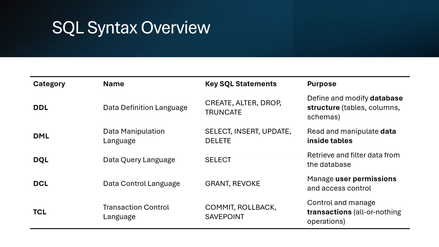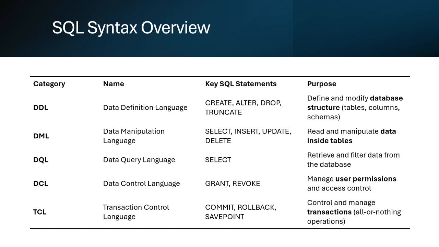Then we go to the SQL syntax overview. SQL syntax is divided into about five categories. We have DDL, which is data definition language. Then DML, which is data manipulation language, DQL, data query language, DCL, data control language, and TCL, transaction control language. On DDL, we have create, alter, drop, and truncate. The purpose of this category is to define and modify database structure, for example, tables, columns, and schema. Then data manipulation, we use it to read and manipulate data which is inside tables and views.